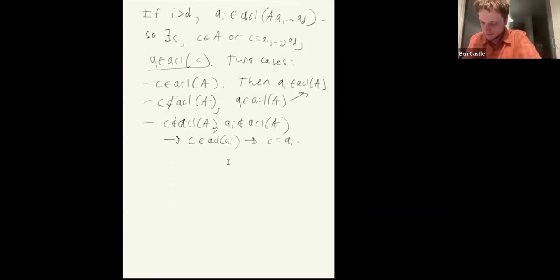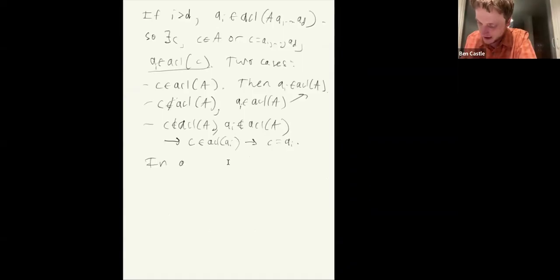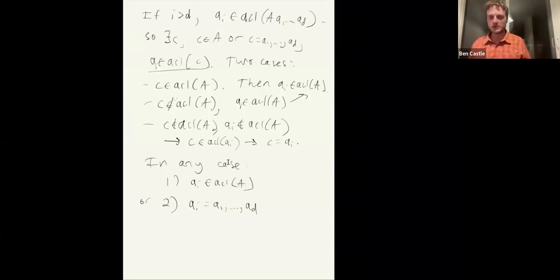So in any case, one of two things has to happen. This is what I was trying to say, and I went a roundabout way. One is AI is in ACL of A, or AI is equal to one of the previous. And that's true for every one of the remaining elements. So for any I bigger than D, AI is either in ACL of A or it's one of the basis elements.